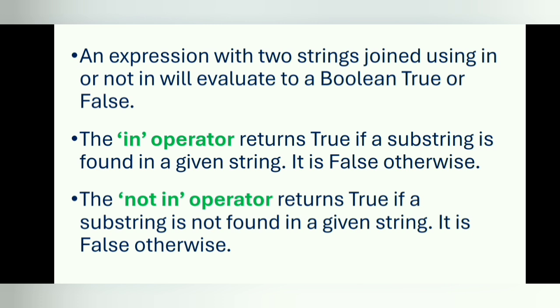The in operator returns true if a substring is found in a given string. It is false otherwise. The not in operator returns true if a substring is not found in a given string. It is false otherwise.